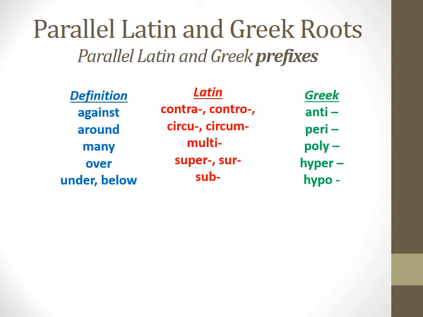However, on the other side, on the Greek side, because we know that parallel means running together, I could use anti, like anti-Semitic. I could use peri, like a perimeter. Poly, like a polynomial. Hyper, like hyperthermia. Or hypo, hypothermia. Notice that the prefix comes at the beginning of the word that is related to the definition.